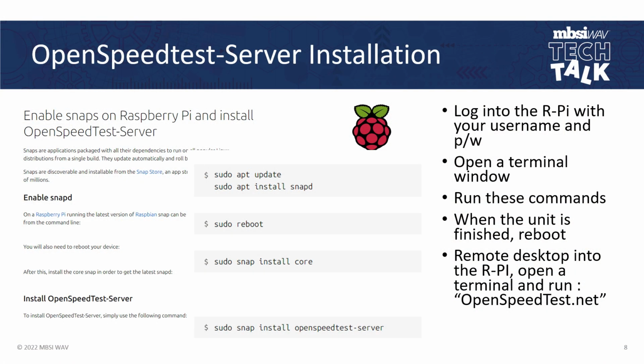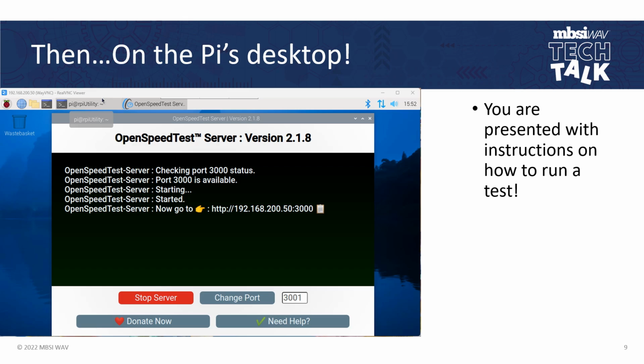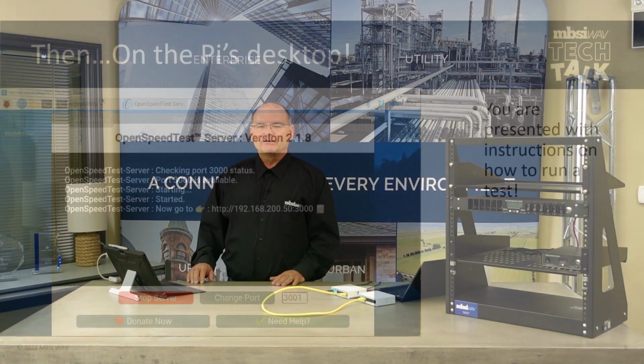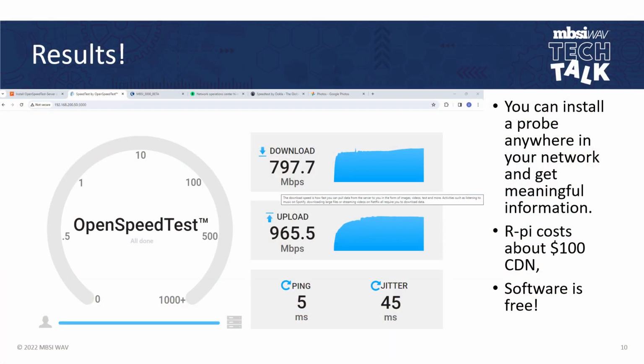And so there's the installing of it. Pretty simple. You install Snapd, reboot your device, you install Snapd's core, and then you install the Open Speed Test server, and boom, it's up. When you run the program, it comes up with its version. It presents you with instructions. Checking port 3000 status, it says it's available. Starting, says started. So now in order to run this, go to the IP address of the device, which happens to be 200.192.168.250 in this case, on port 3000, and bam, you run it.